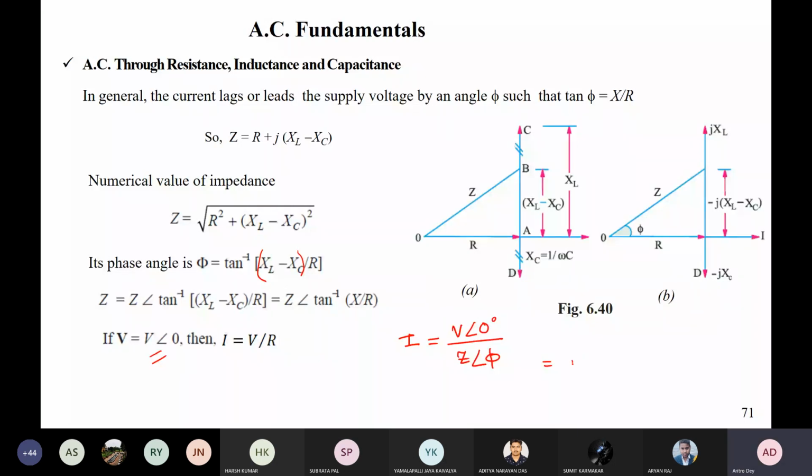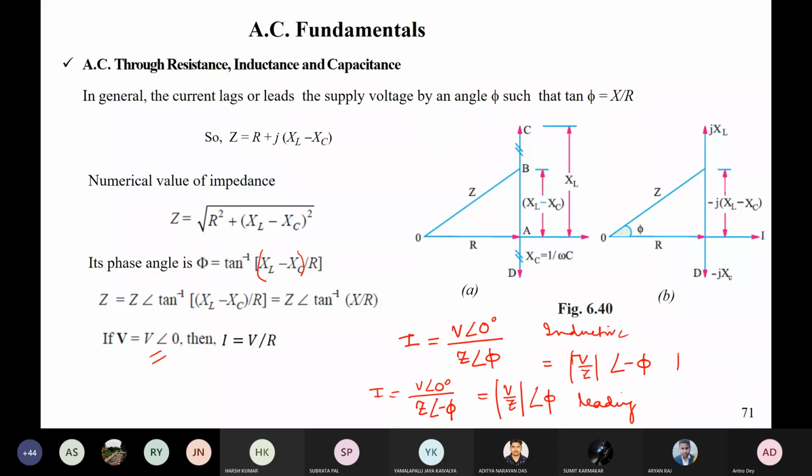So then we can write it as V by Z mod, angle minus phi, if it is inductive in nature. If it is capacitive in nature, then this will be V angle 0 divided by Z angle minus phi. So this minus phi is due to the capacitive nature. So you will get V by Z angle, so it is leading, and here it is lagging.